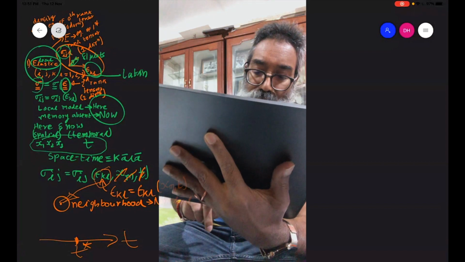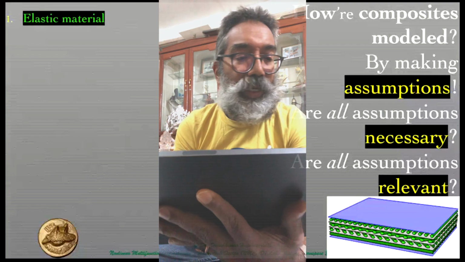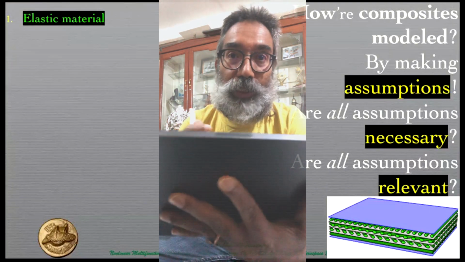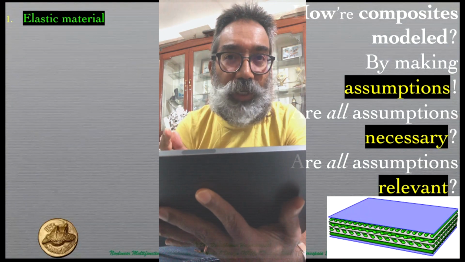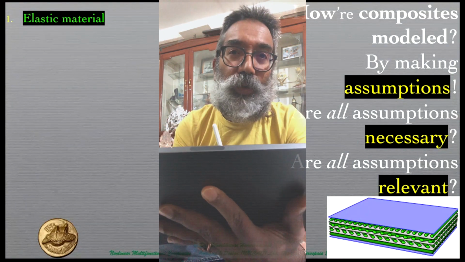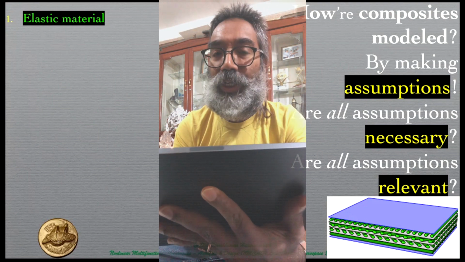Okay. So let's go back. So this is the elastic material. That's the first assumption that you have, where you're saying that the stress is a function only of the strain, and the strain at that particular location at that particular instant of time. So that's all that the elastic material says.